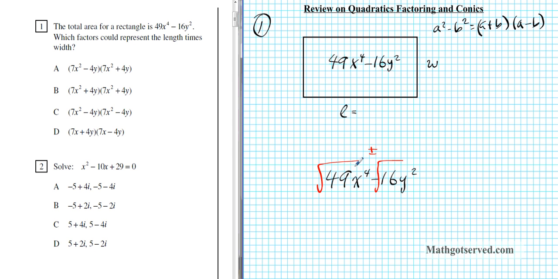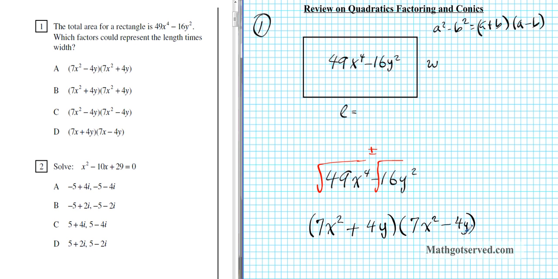If you square root the first term here, what you're going to have is 7x squared. Remember, anytime you square root, you divide the power by 2. So this becomes 7x squared plus the square root of 16, which is 4. Square root of y squared is y. So plus 4y, times the same thing with the difference, 7x squared minus 4y. So this represents the dimensions of the area.